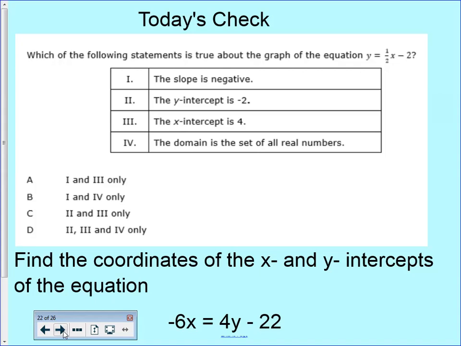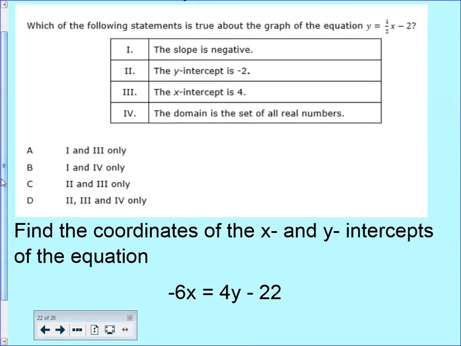Then the next part of your check for understanding for today is to find the coordinates for the x and y intercepts for this equation. You got -6x equals 4y minus 22. I want you to find the x and y intercepts for this equation, all right?